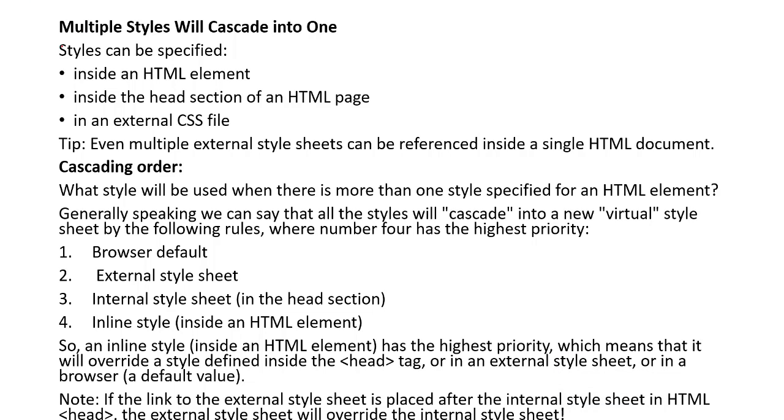Multiple styles will cascade into one. A style can be specified inside an HTML element, inside the head section of the HTML page, or in an external CSS, and multiple external style sheets can be referred to in a single HTML document. What should the cascading order be? What style will be used when more than one style is specified for an HTML element? Generally speaking, all styles will cascade into a new virtual style sheet by the following rules, where number one is the highest priority.